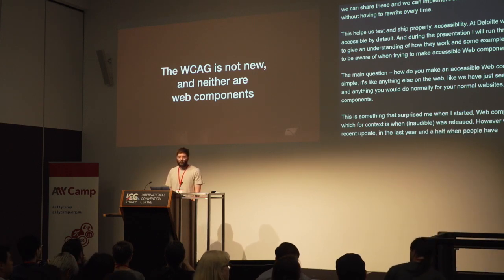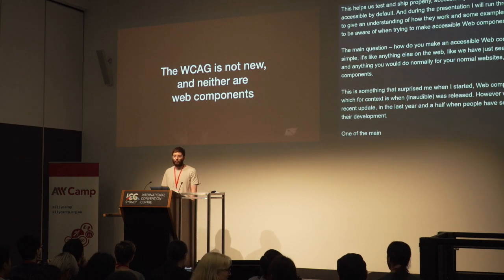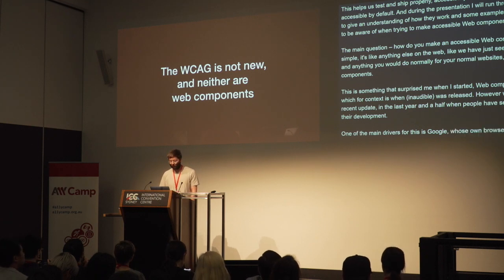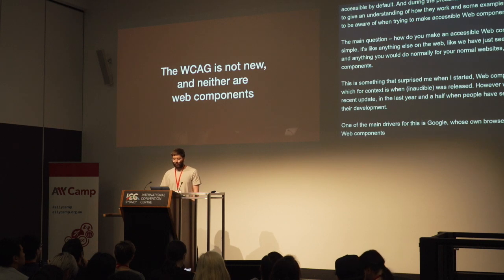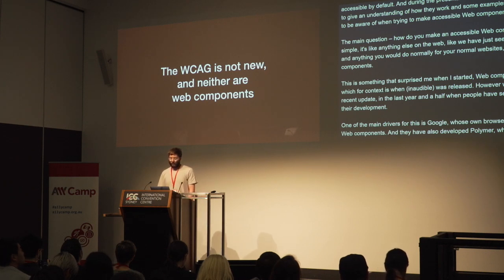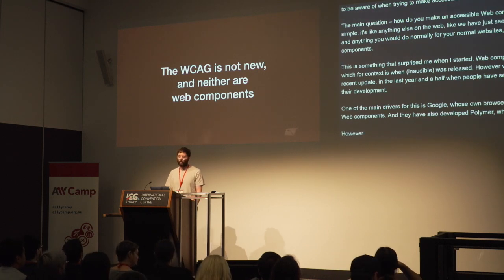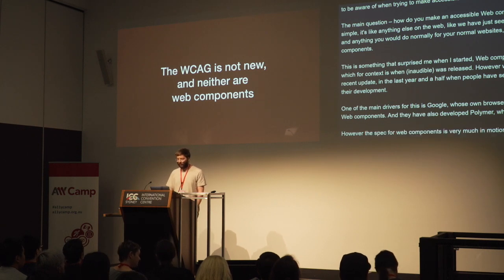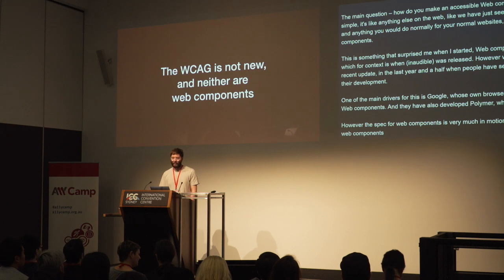One of the main drivers for this is Google, whose Chrome browser is really one of the key supporters of web components. And with that, they've also developed Polymer, which came out in 2013, same time as React. And more recently, Lit Element to really support the web component development community. However, the spec for web components, and specifically shadow root, is still very much in motion. There are a lot of elements for web components that are really only available in Chrome, and as such, you have to be aware of what you want to use and how you want to build your components.